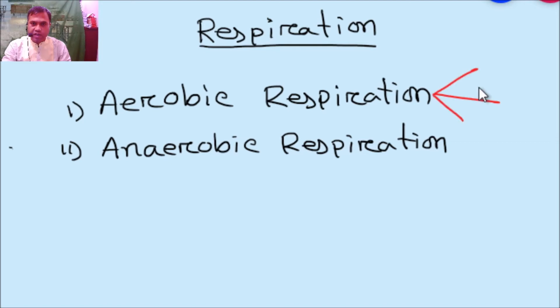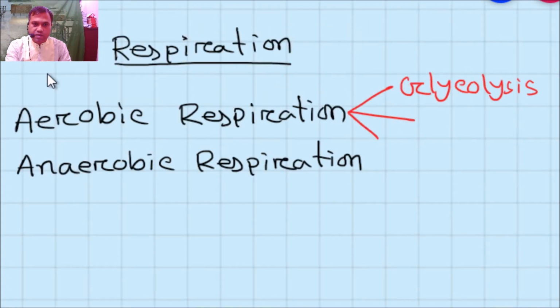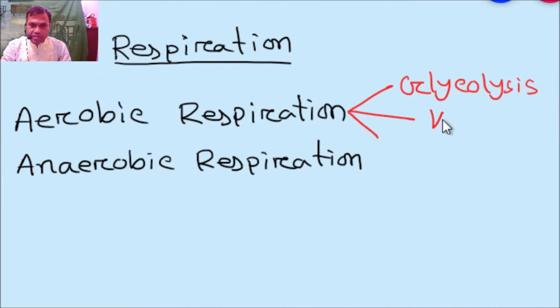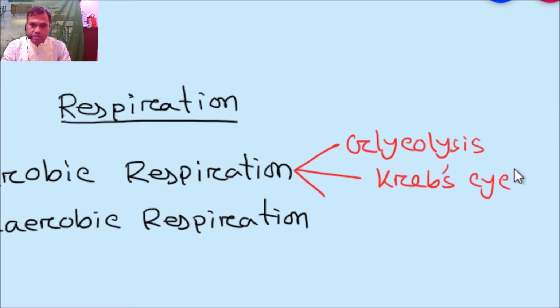The first is glycolysis. The second is the Krebs cycle. And the third one is ETS, the electron transport system, or ETC, the electron transport chain.